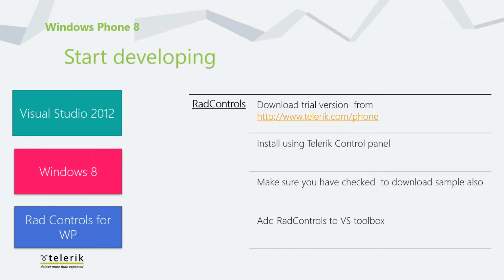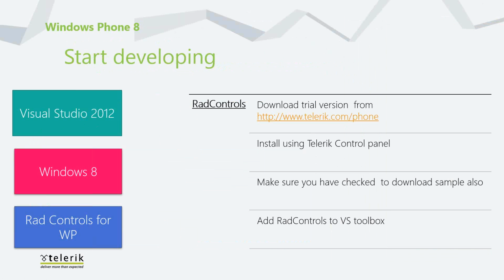So to start development, what do you need? You cannot do development for Windows Phone 8 on a Windows 7 machine. Sorry, you need to have the Windows 8 operating system to do development for Windows Phone 8. So you need Windows 8. Second, you need Visual Studio 2012. It does not matter whether you're using Express Edition or whatever edition you are using.